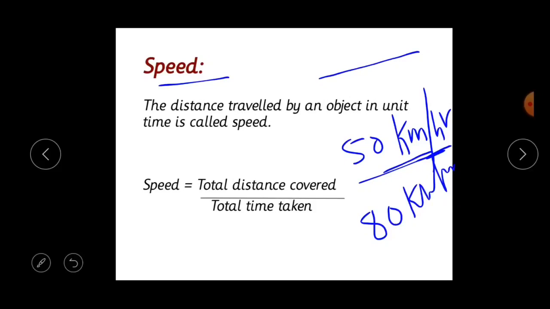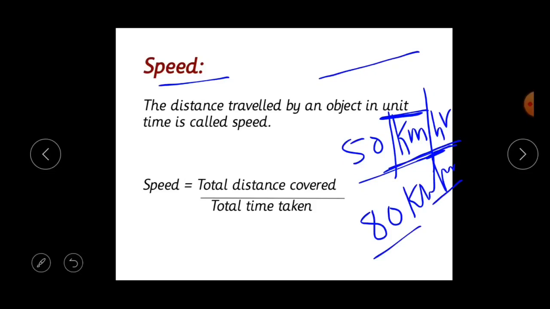Okay, which is faster here? This one, with the same distance. So the distance traveled by an object in unit time is called speed. You know these units, isn't it? Hours, minutes, kilometers. So the distance traveled by an object in unit time is called speed.